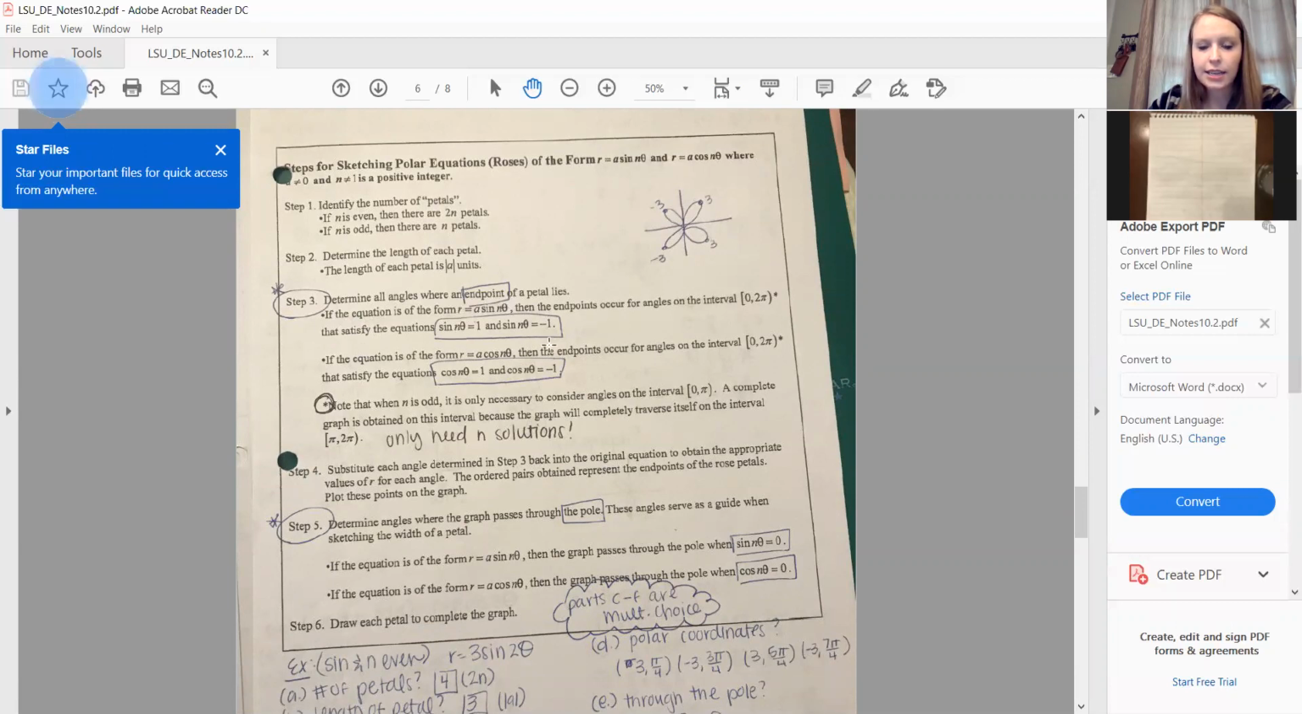And it depends on what kind of problem you have. If it's sine, it has to satisfy these problems, which we did in chapter 9. So we'll go over it. I'm going to do it again down here. And if it's cosine, it's got to satisfy cosine equals 1 or negative 1. So it just depends on what you're doing. And you only need n solutions. So whatever n is, you only need n solutions.